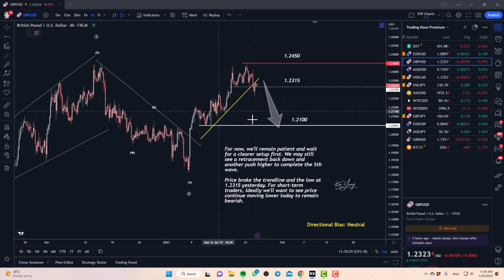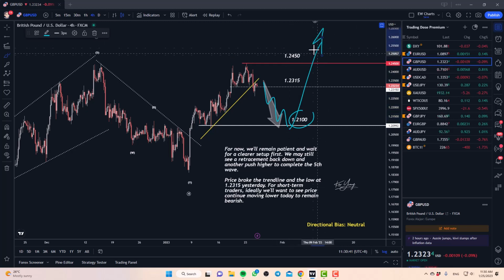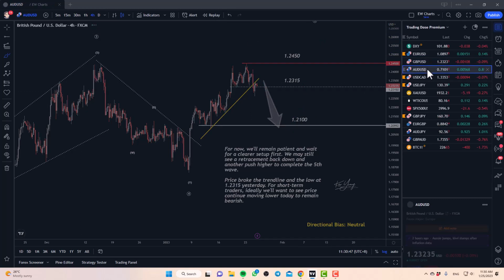Now, if you're more conservative, my suggestion is to wait for the pullback. Observe how the market is going to react around 1.2100. If you can get a decent potential buy trade setup from there, I think that move is going to be more attractive to the upside, because then the upside potential may be bigger. Okay, so that's on pound.